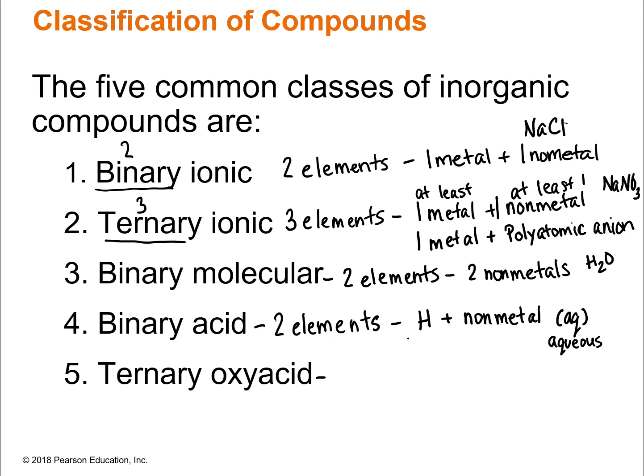In the last class, we have our ternary oxyacids. That's going to be a hydrogen plus a polyatomic anion, which again will make more sense shortly. It will also have that AQ after it. So acids will have that AQ for aqueous. That's one of the ways that you know you're looking at an acid, and you have to figure out which type, binary or ternary oxyacid.